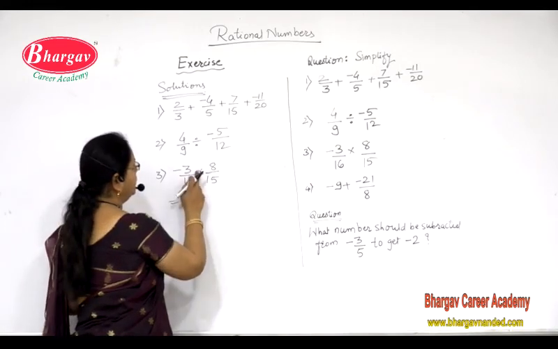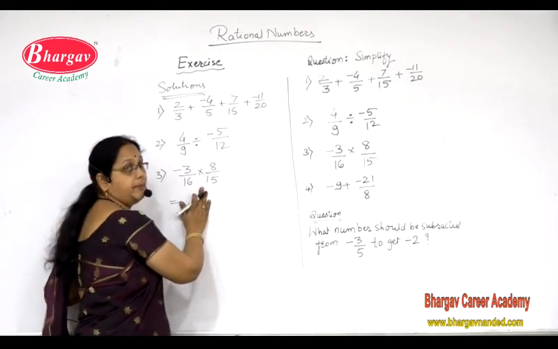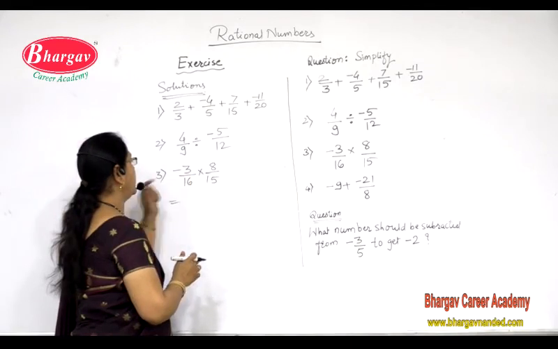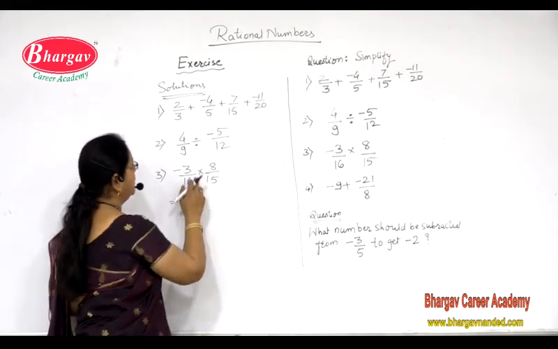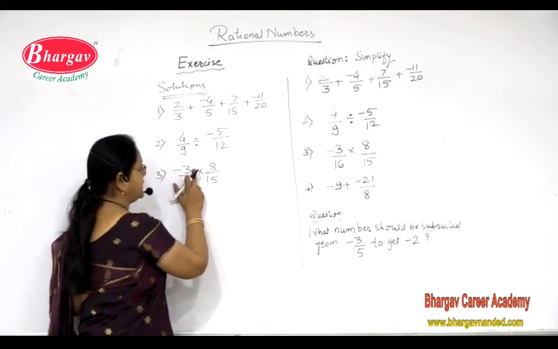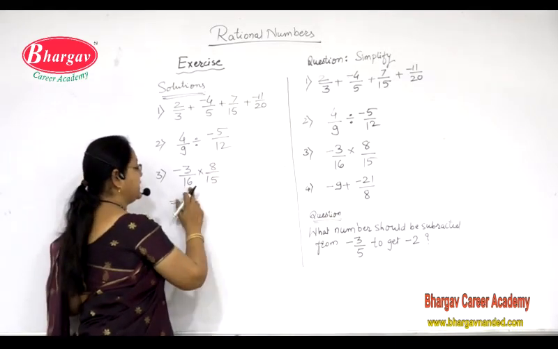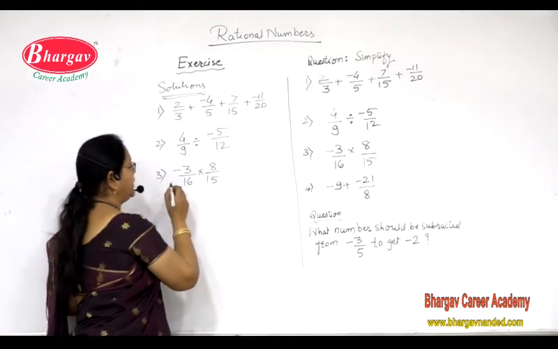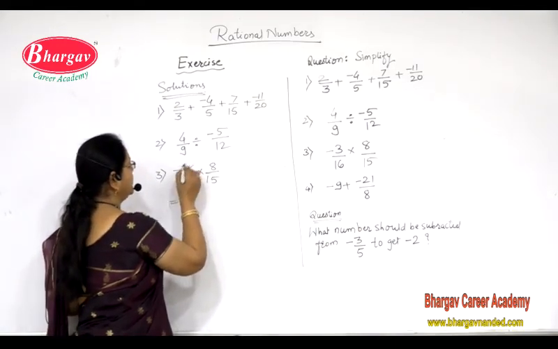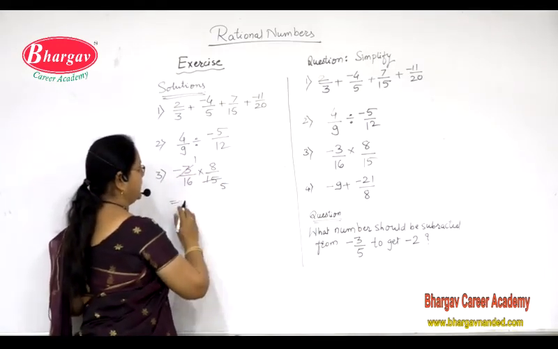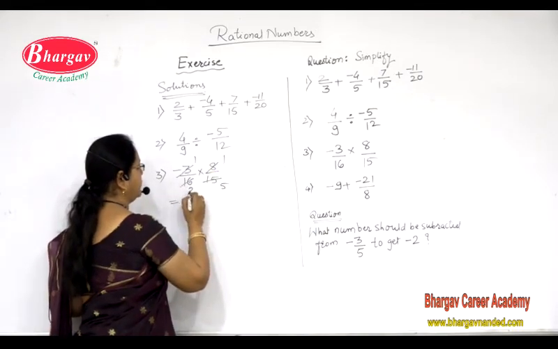We know that this is multiplication. This technique is applicable only for multiplication. You cannot use it in case of addition or subtraction. So we know that for this 3 and 15 we have a common factor 3, and for this 8 and 16 the common factor is 8. So I simplify it here now. 3 1s are 3, 3 5s are 15, 8 1s are 8, 8 2s are 16.